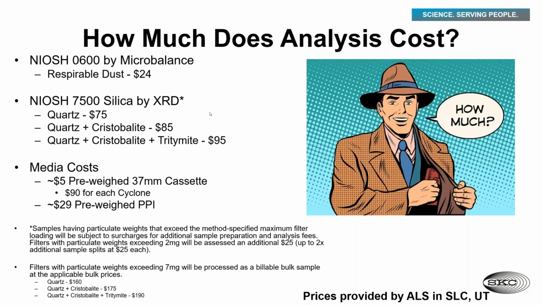One thing I do want to say, based on what we talked about earlier, is that 2 milligrams of dust is allowed under the NIOSH method. If you get up to where you have, say, 7 milligrams or more of dust, your analysis goes from, say, $95 up to $190 because they're analyzing it in a different way. So again, we're trying to keep all of our samples at 2 milligrams or below on a filter to make sure you have the most accurate samples, as well as being the most cost-effective for what you're trying to do.